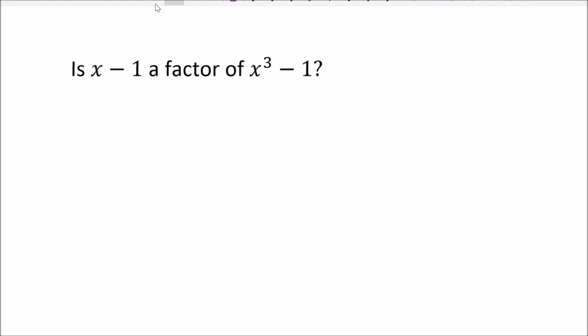What I want to show you now is some of the ways that you can be tricked, or some of the traps you can fall into. So is x minus 1 a factor of x cubed minus 1? Let's see. If it is, it'll divide evenly. So let's divide it and see what happens. So x cubed minus 1. How would you turn an x into an x cubed? Probably with an x squared. Multiply it back and get x cubed minus x squared.